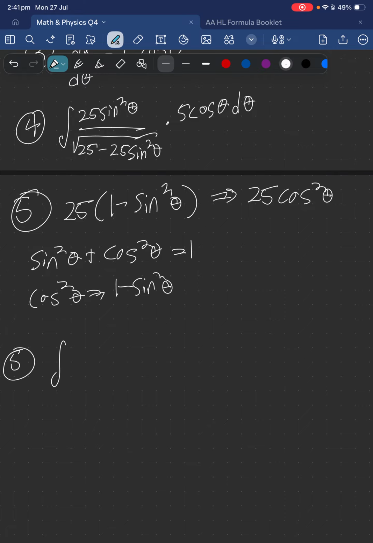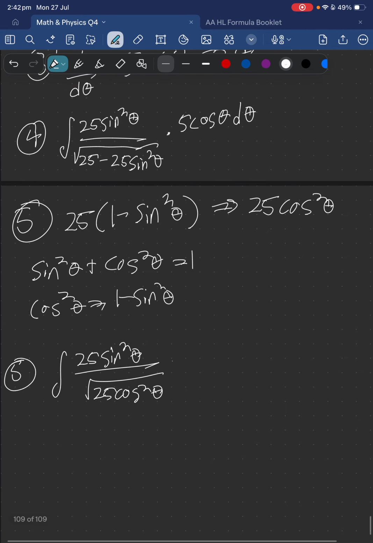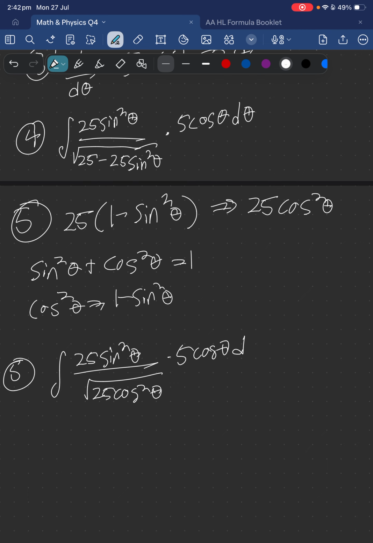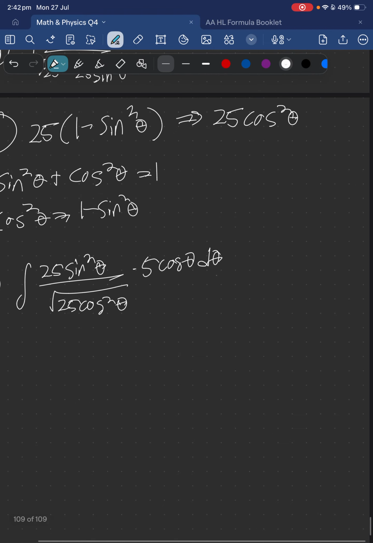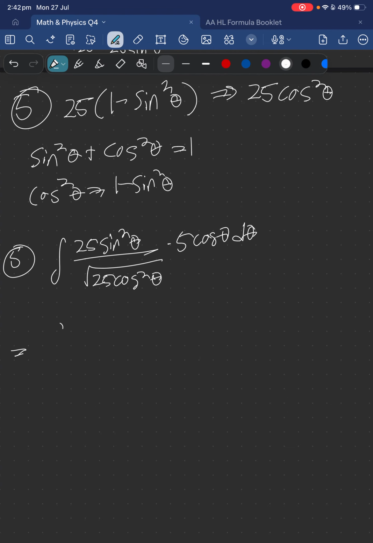Fifth step, it would be to just substitute that into our integral. So that would be the square root of 25 cosine squared of theta, times 5 cosine theta d theta. And you can see this would equal 25 sine squared theta divided by the square root of 25, which is 5. The square root of cosine squared is just cosine, times 5 cosine theta d theta.